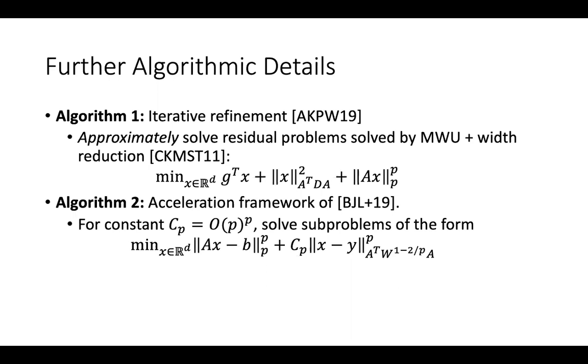Also, similarly in the acceleration framework, the subproblems we solve are min over x of the p-norm of Ax minus b to the p, plus some constant times the norm of x minus y. Except now the norm is not the p-norm anymore on x minus y, it's a 2-norm. So a way to think about this is that we're regularizing a bit with the L2 norm so that these subproblems can actually be solved efficiently.